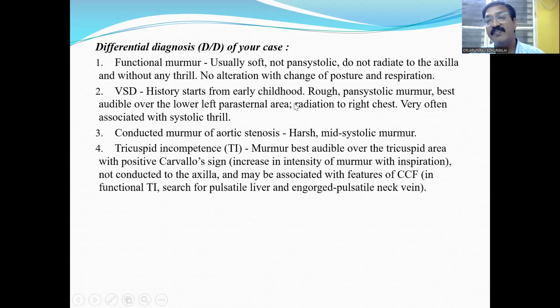VSD commonly will be present in childhood, but the murmur will be best heard in the left lower sternal border, mostly in the tricuspid area rather than the mitral area. The thrill will be more commonly present in the left lower sternal area, mostly towards the tricuspid area rather than the mitral area. Aortic stenosis murmur may also be conducted towards the mitral area, as I already told.